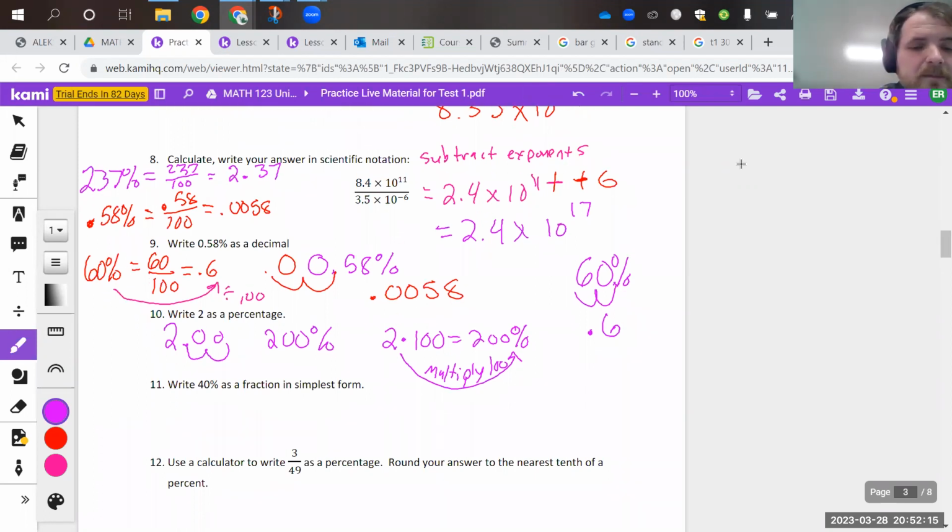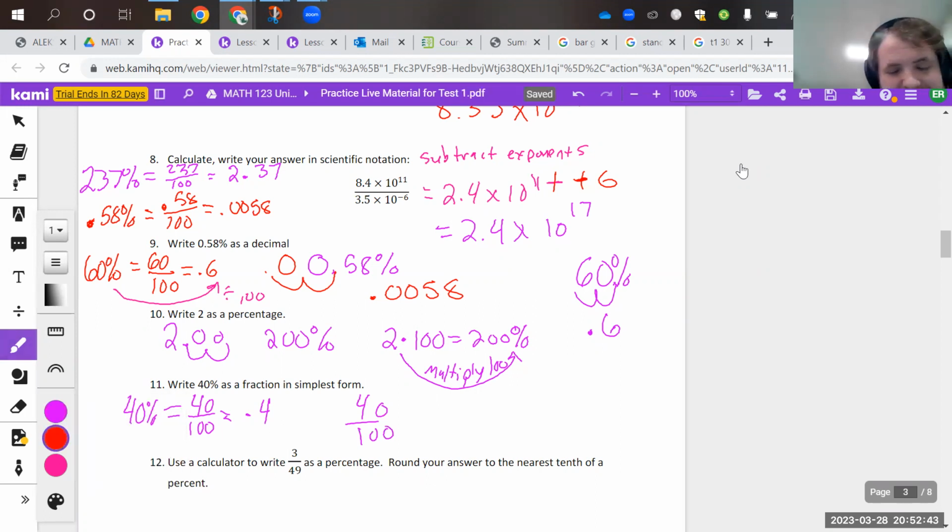So number 11 says to write 40% as a fraction in simplest form. So if I start with 40%, that's currently not a fraction. Again, that's the same thing as 40 over 100, which would be 0.4. But the question is asking for the fraction in simplest form. So I want to take that 40 over 100.